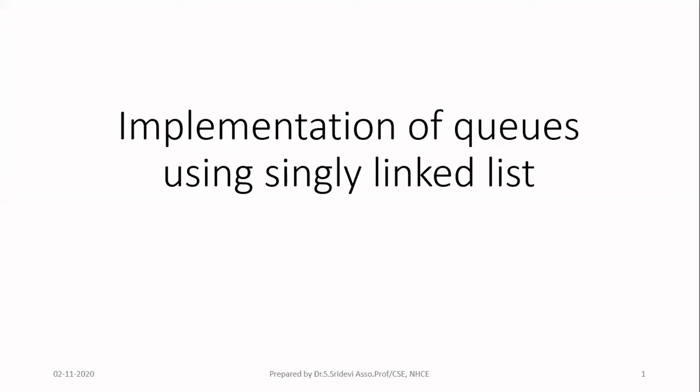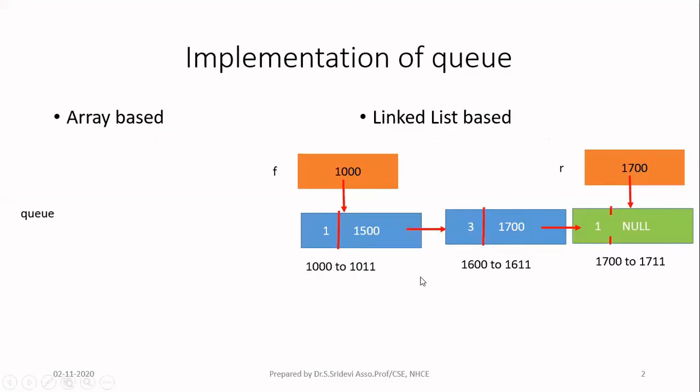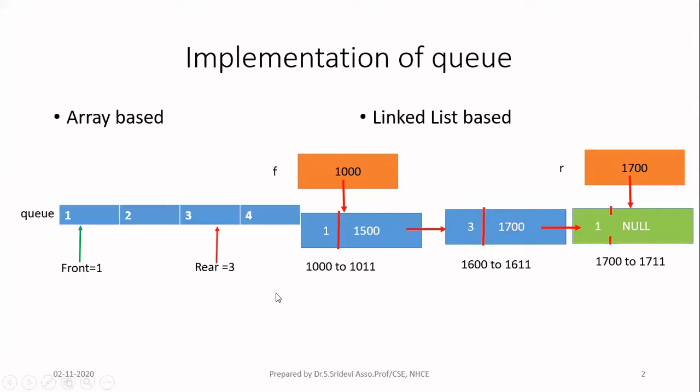So now we are going to see how we are going to implement the queue by means of singly linked list. Now in array-based implementation, what we have done is we had two index variables. One is front and the other is rear.